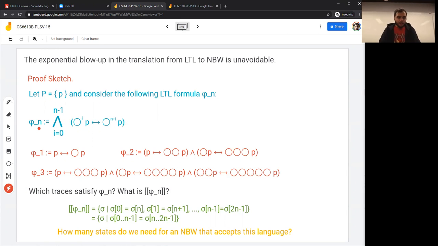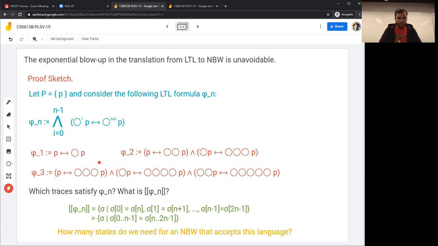So for every n, I create a formula phi n, and this is the formula that I have. The i and n plus i that I'm writing here just mean that I have the next operator i times and n plus i times. So what is this formula saying? It's saying that for every i from 0 to n minus 1, if you look at index i of your trace and index n plus i of your trace, they are equal. Basically, P holds at index i if and only if P holds at index n plus i.